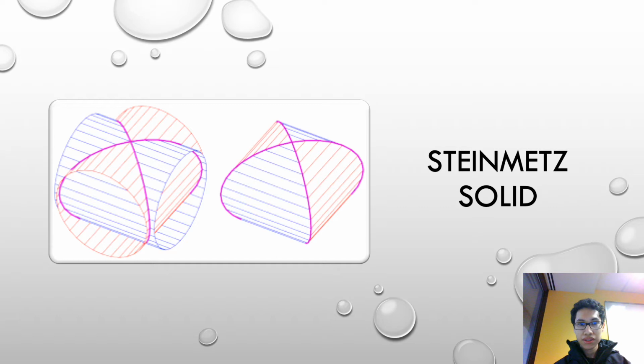A Steinmetz solid is the solid body obtained as the intersection of two or more cylinders of equal radius that intersect each other at right angles. The shape when viewed from different angles can be seen as either a square or a circle. When looked at from the side, it will appear as a circle, but when looked at from the top, it will appear as a square.